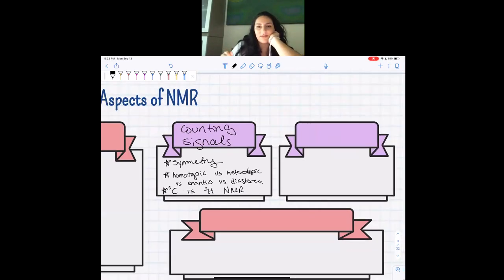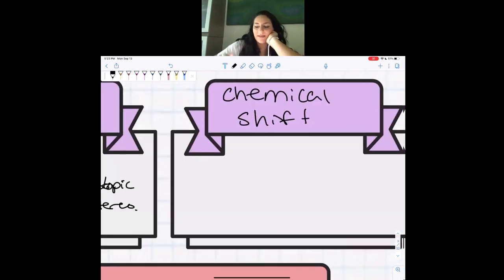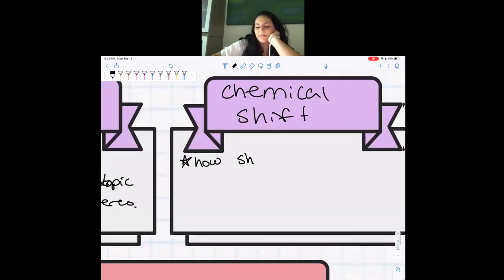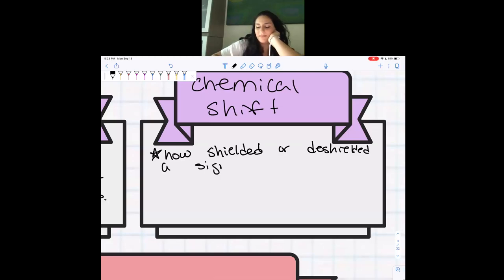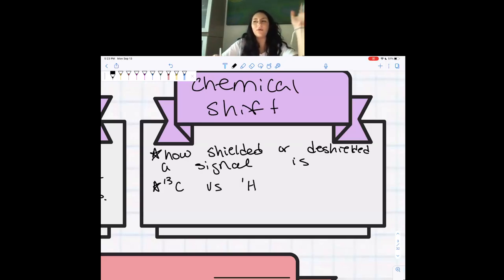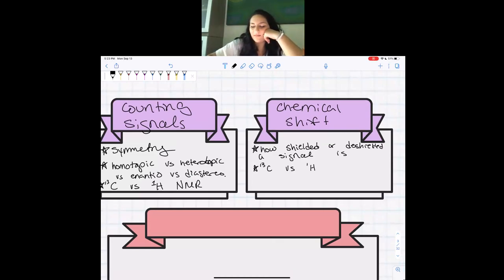The next one is chemical shift. Chemical shift is basically telling us how shielded or deshielded a signal is. We're going to talk about the regions in just a couple minutes, but again, remember the difference between carbon 13 versus hydrogen NMR. Hydrogen is the more important one that I suggest you remember all the regions for. For carbon 13, just conceptually know the difference. And just remember, smaller number equals more shielded.